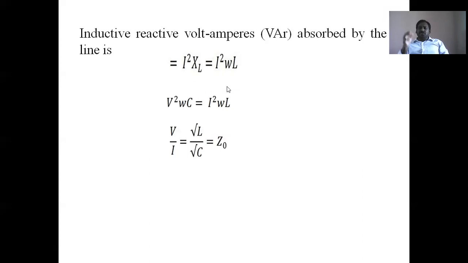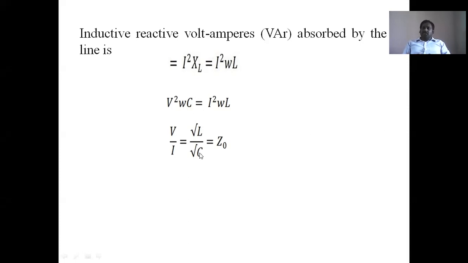And the load at which these two are equal is called surge impedance loading. That is the condition for surge impedance loading. The inductor absorbing power and the capacitor generating power become equal. Then V square omega C is equal to I square omega L. Then V square by I square is equal to omega L by omega C. Finally V by I is equal to square root of omega L by omega C. Omega gets cancelled out, and finally we get square root of L by C.